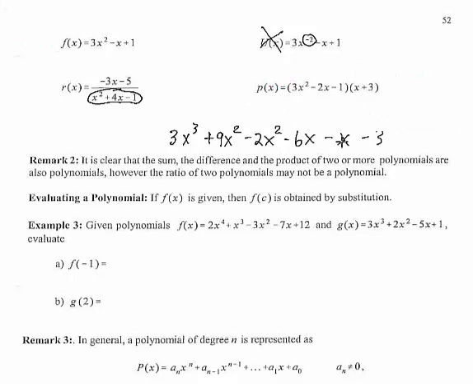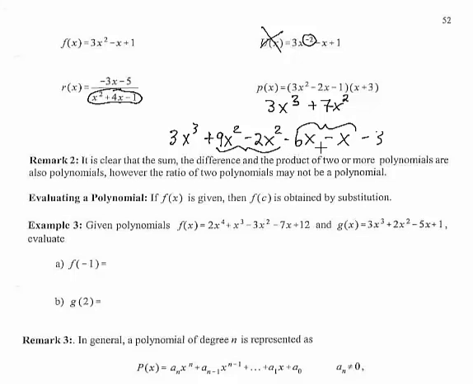some of these terms can be combined, such as these two, and then these two are like terms. So in the end, I would write p of x as 3x to the third, and then I have 9 minus 2, 7, and x squared, the common variable part.